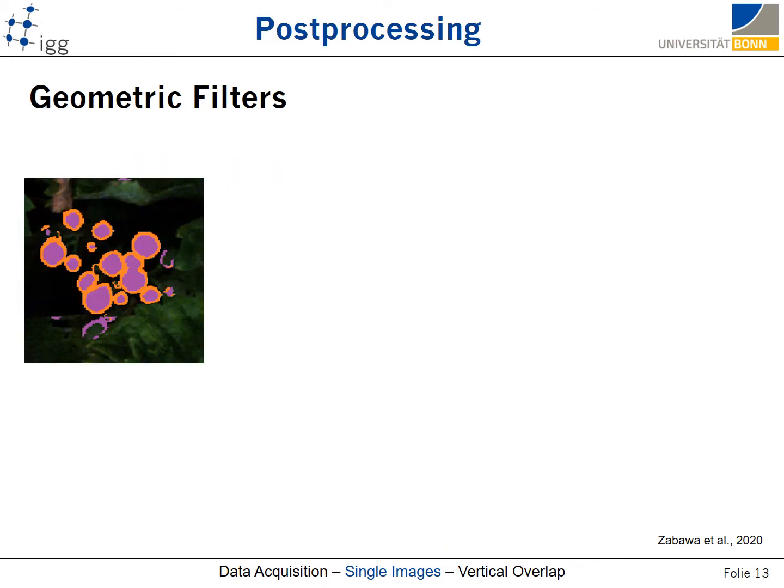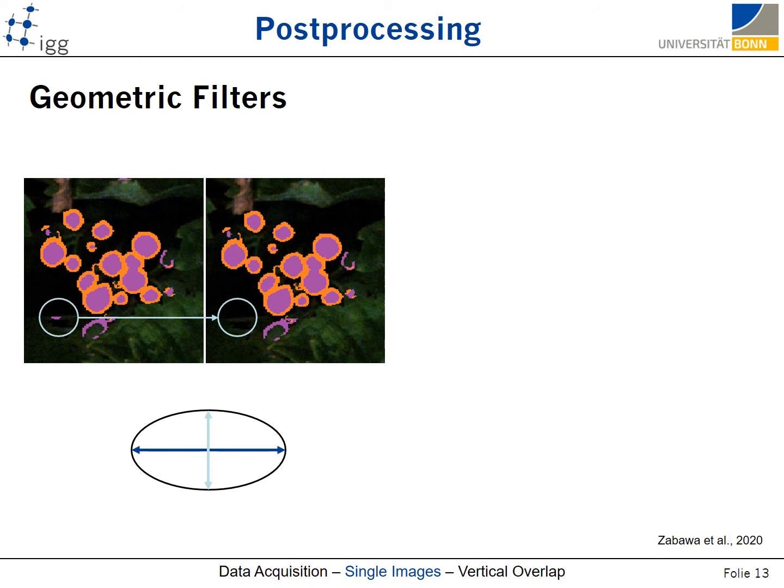We apply 3 filters in the post-processing step to reduce the number of misclassifications. We utilize the prior knowledge that berries are roughly round. In the first filter stage, we therefore compare the minor and major axes of each component.